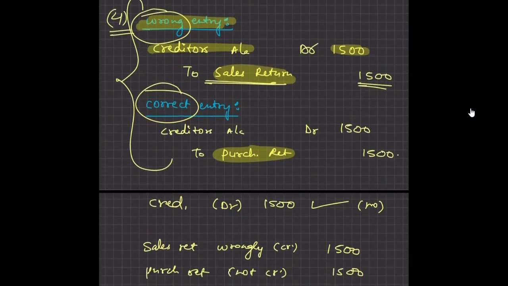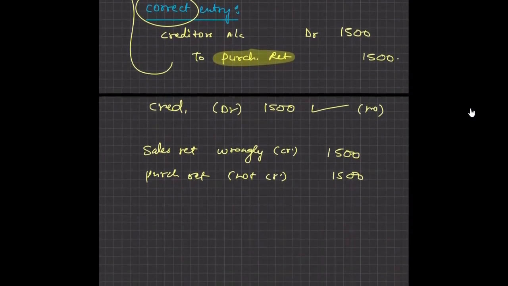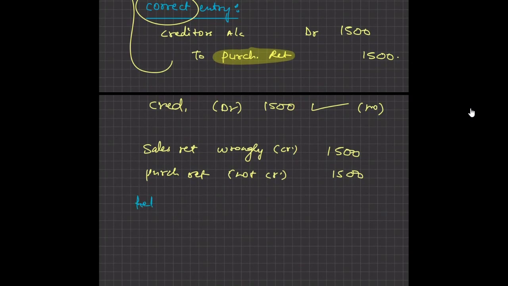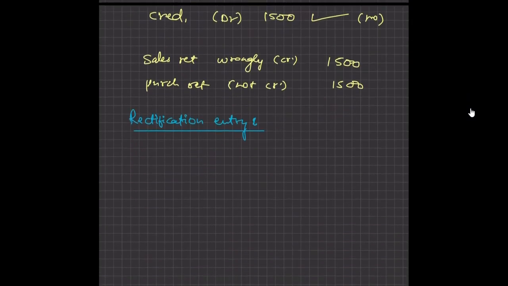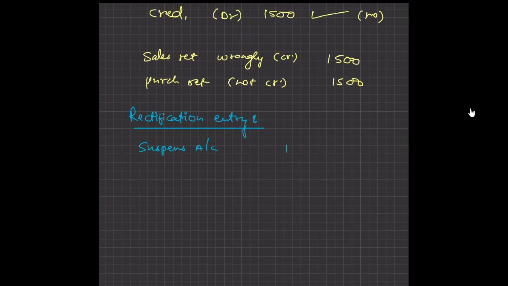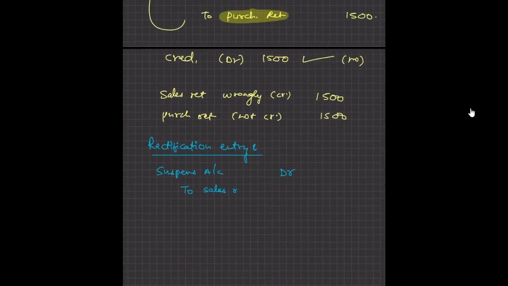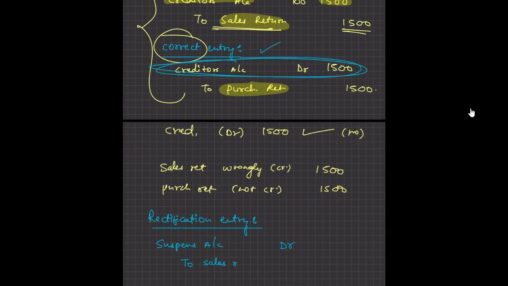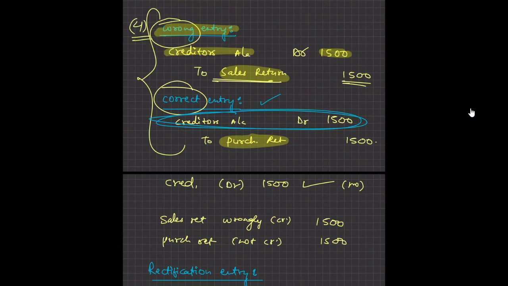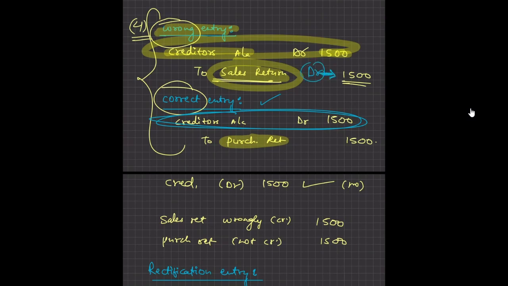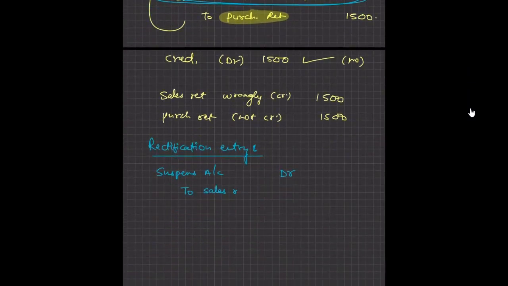So to correct this entry, what shall be the rectification entry? Your suspense account will be used over here because the other part is correctly debited. The creditors account was correctly debited, but the other part of the transaction, the sales return part, they have not credited the purchase return, but they have actually debited the sales return. So the sales return was wrongly debited.